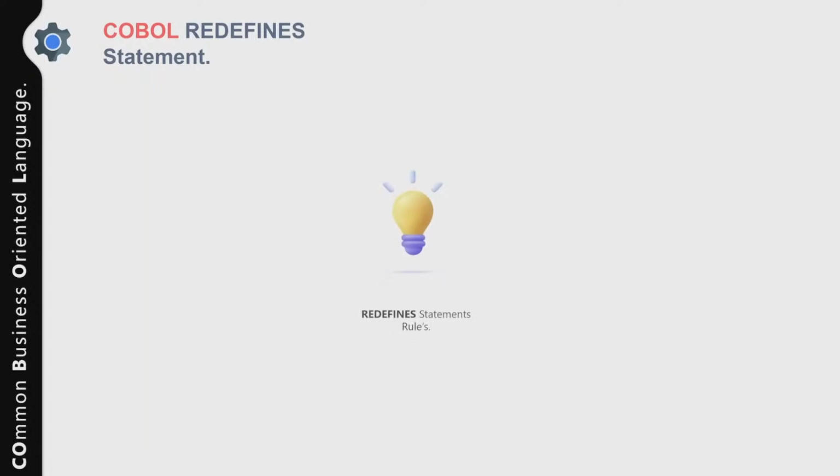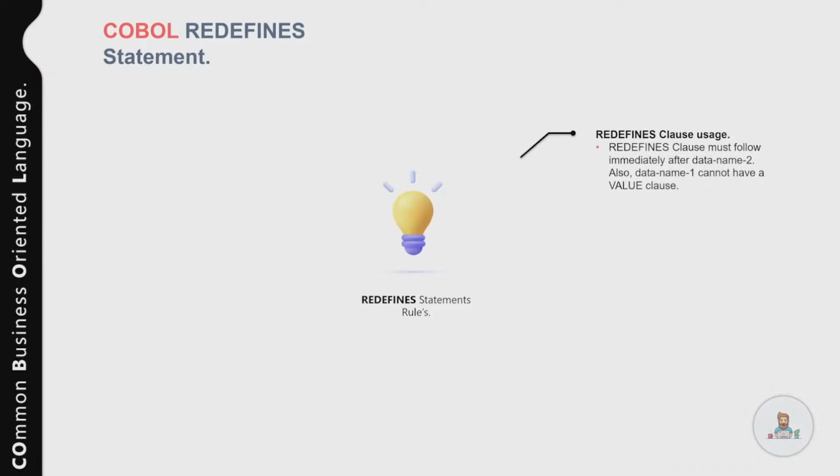Now let's look at a couple of important rules that you should always keep in mind when you're using the redefine statement in your COBOL program. The first and foremost rule is regarding redefine statement usage. The redefine clause must follow immediately after data name 2, and data name 1 cannot have a value clause. These are two important things you should always keep in mind. The next one is regarding the level number.